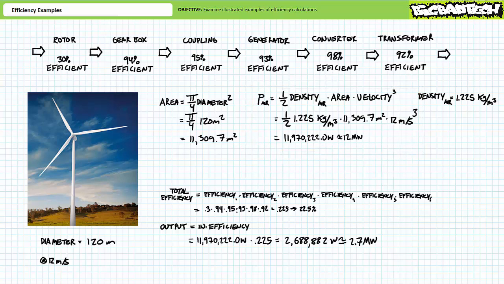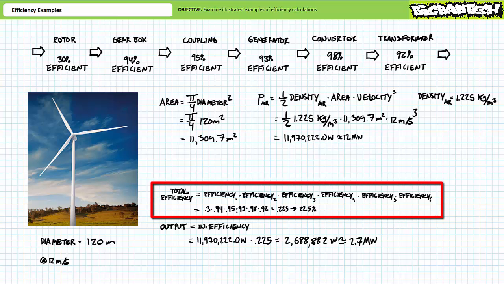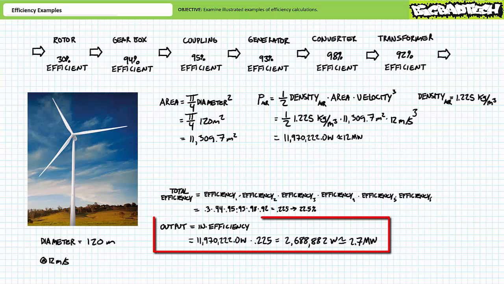We could calculate each stage's contribution individually, however, you'd be stupid to do so because it's much faster to directly calculate the total efficiency of the larger system by multiplying the efficiency of each individual stage. 30% times 94% times 95% times 93% times 98% times 92% yields a total efficiency of roughly 22.5%. Output is input times efficiency. Roughly 12 megawatts times roughly 22.5% yields a usable power output of roughly 2.7 megawatts.